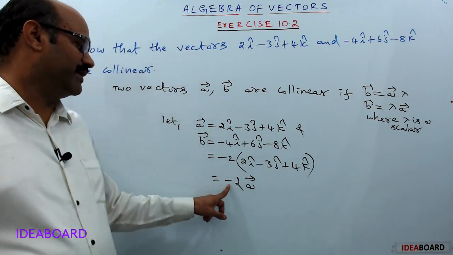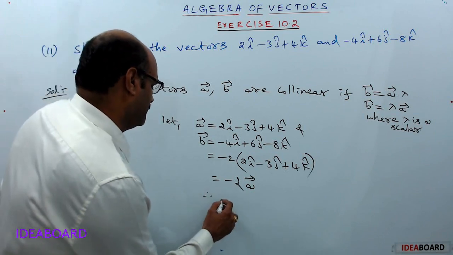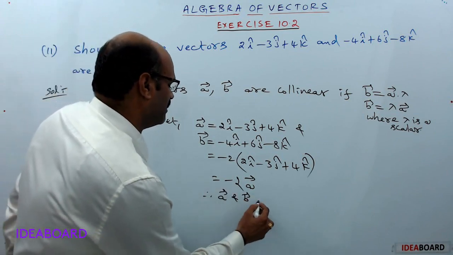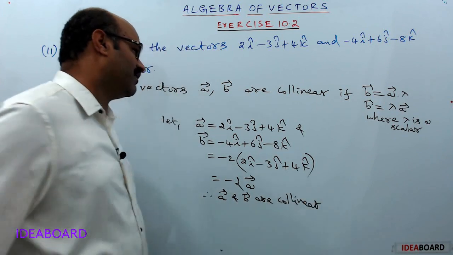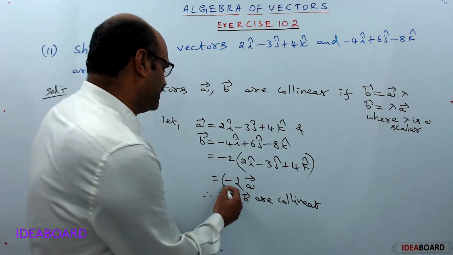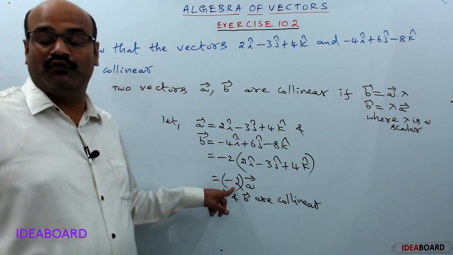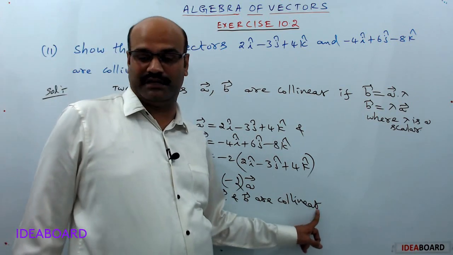Since b vector equals minus 2 into a vector, we say that a vector and b vector are collinear. Since it is in the form of b vector equal to lambda into a vector, here lambda equals minus 2. So we conclude that a vector and b vector are always collinear.